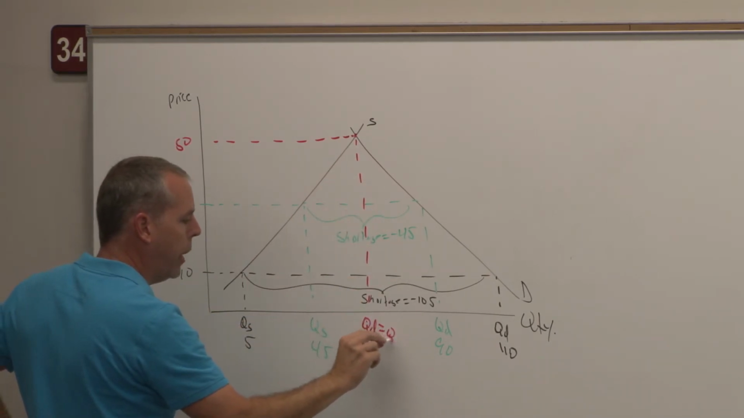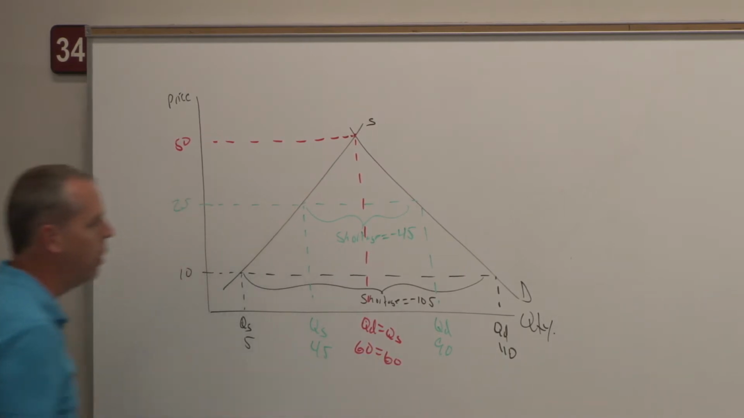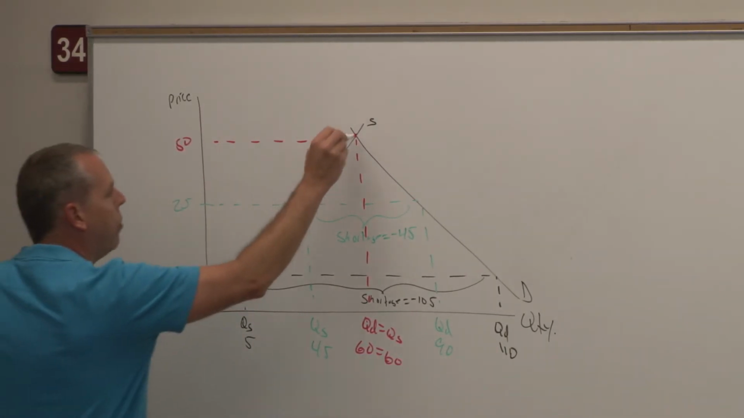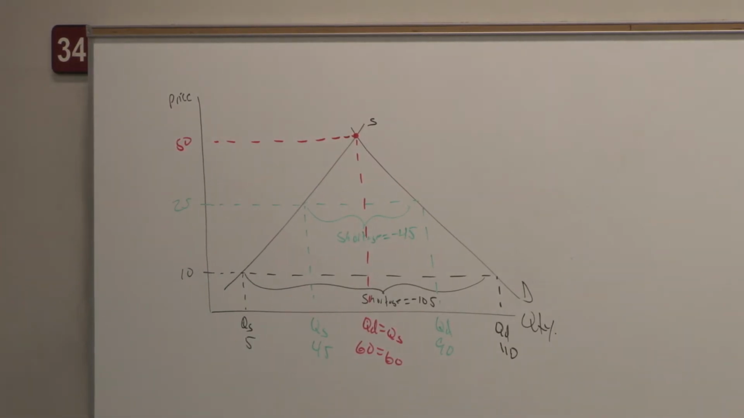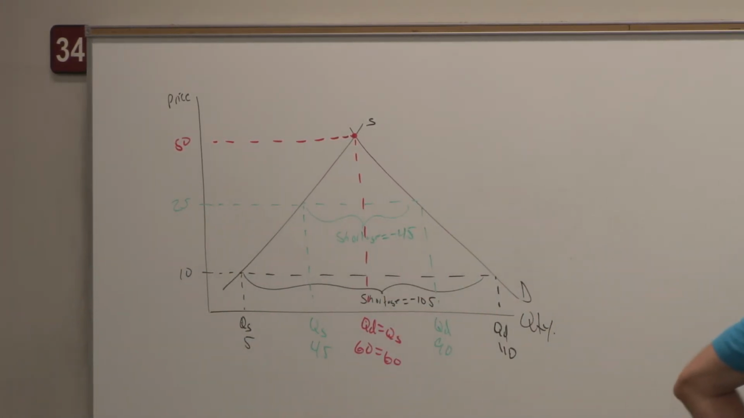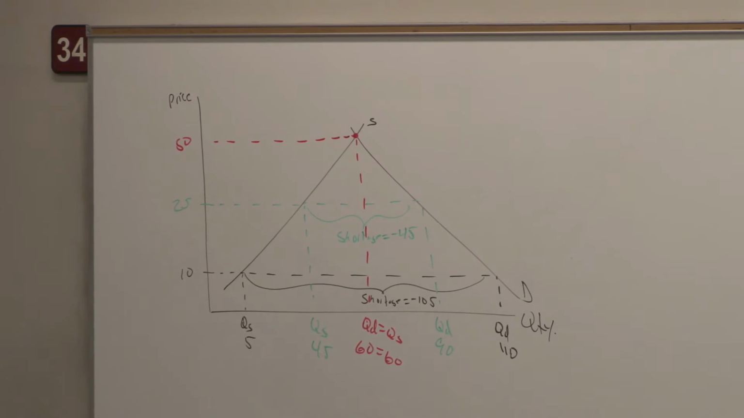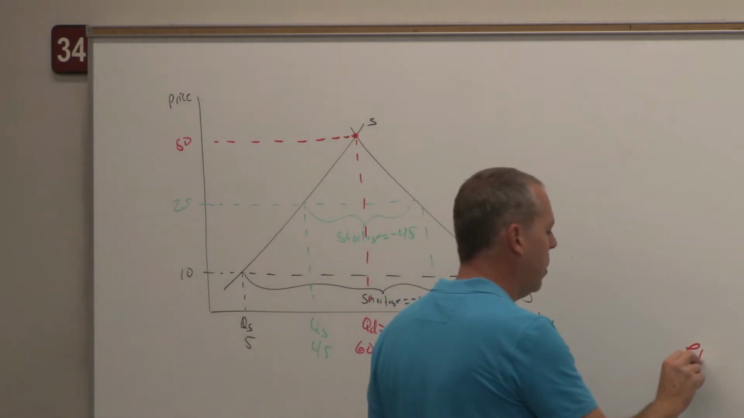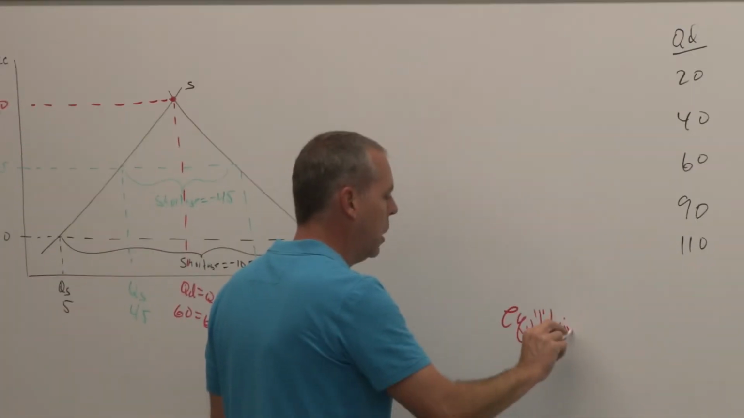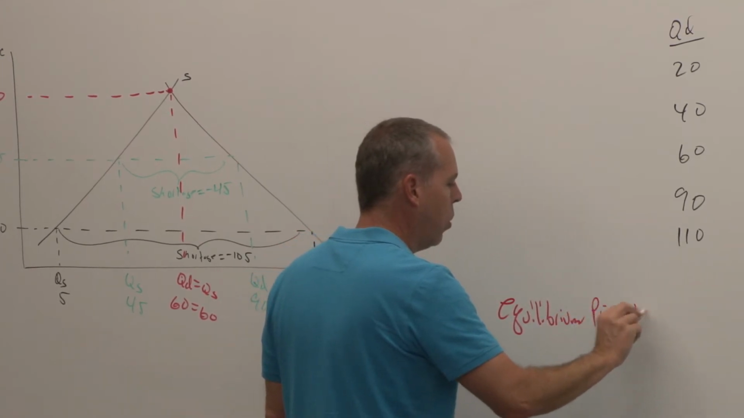Here we see our quantity demanded is equal to our quantity supplied. 60 is equal to 60. What's happening here at this price? No surplus. Exactly. There's neither a surplus nor is there a shortage. Surpluses make prices go down. There's no surplus. There's no reason for prices to go down. Shortages make prices go up, but there's no shortage. There's no reason for price to go up. So what we have here is an equilibrium price and quantity.